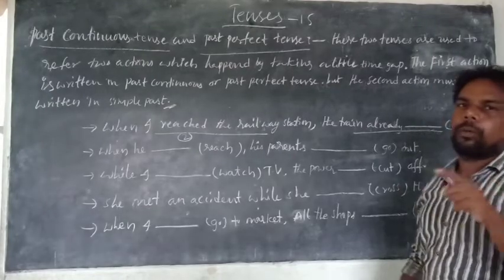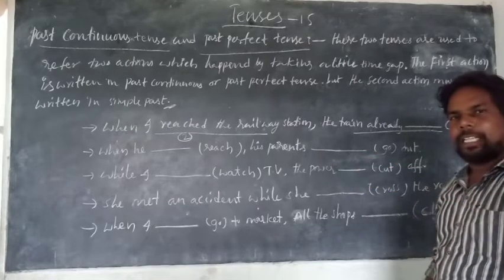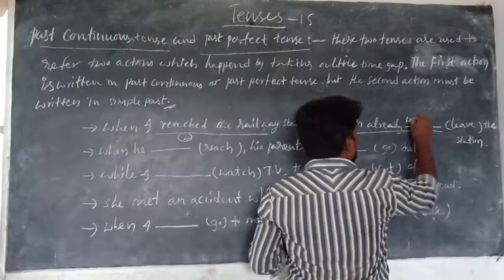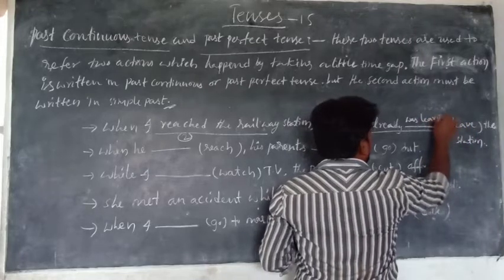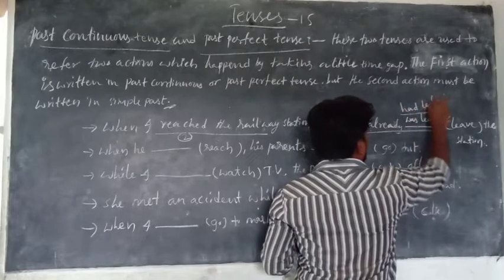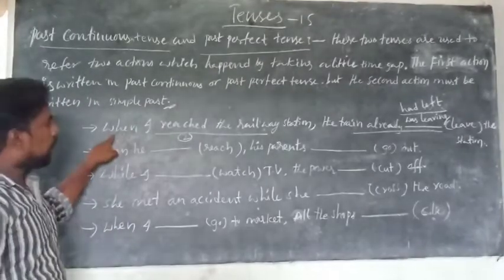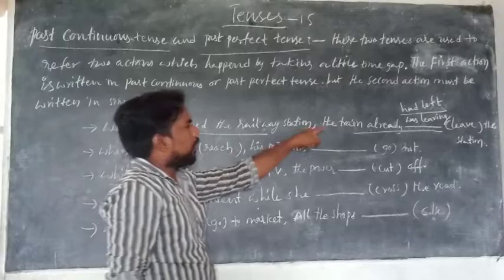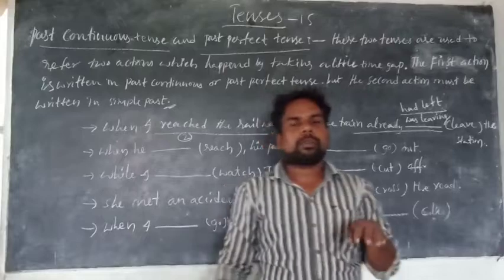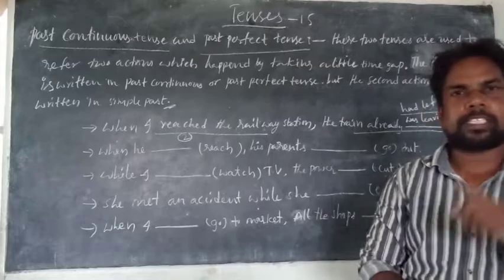Past continuous means a going-on action in the past. Past perfect means a completed action in the past. If you think it is past continuous, the answer is was leaving. If you think it is past perfect, the answer is had left. When I reached the railway station, the train was leaving the station means as soon as I reached the station, the train was leaving.